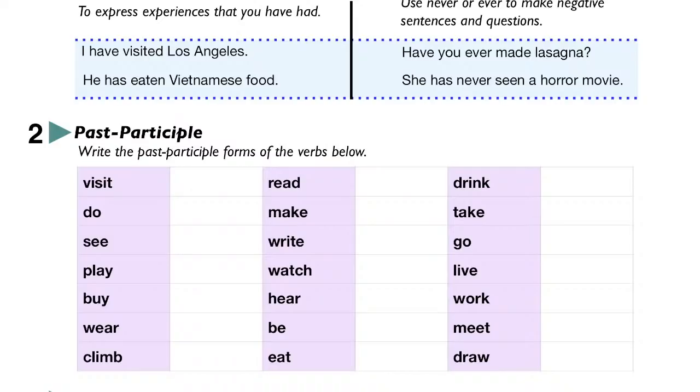Work, worked. Yes, Ava. Have you ever worked in a factory? Have you ever worked in a school? Okay, meet, met. Good, Ava. Meet, met.